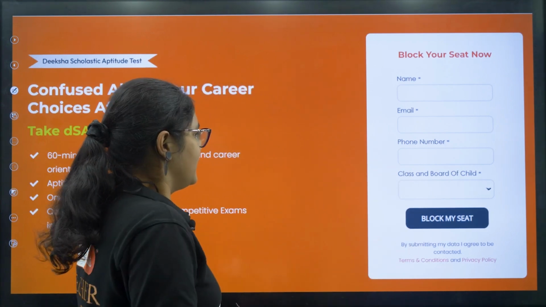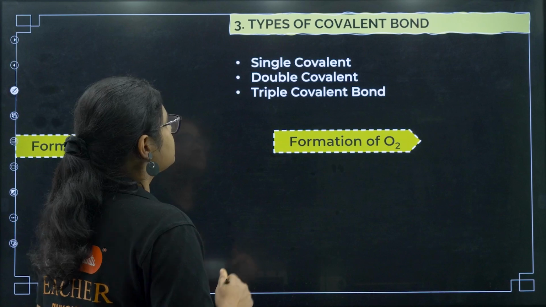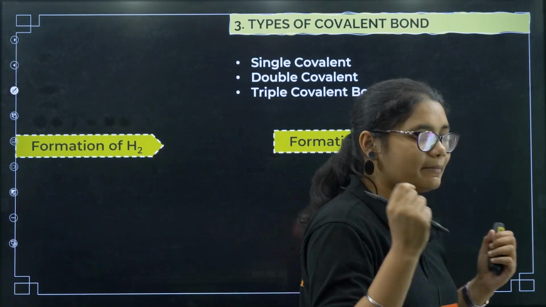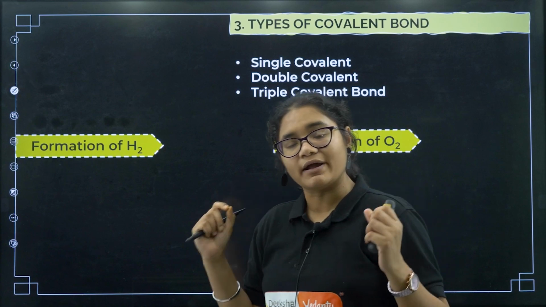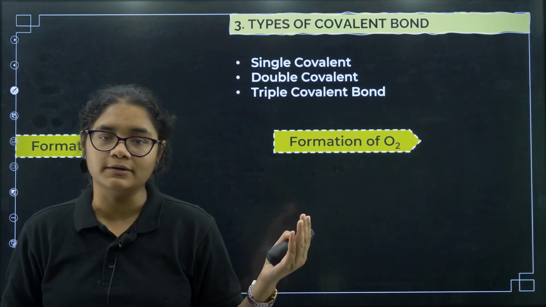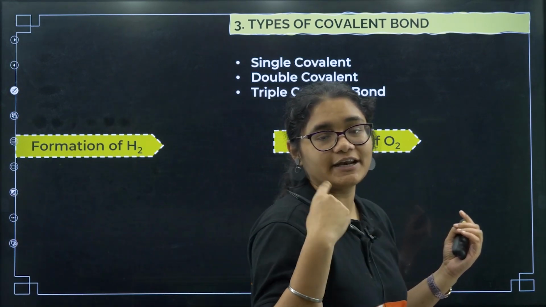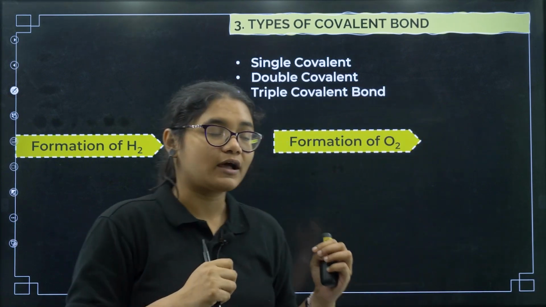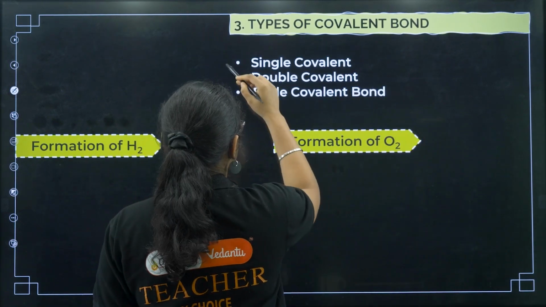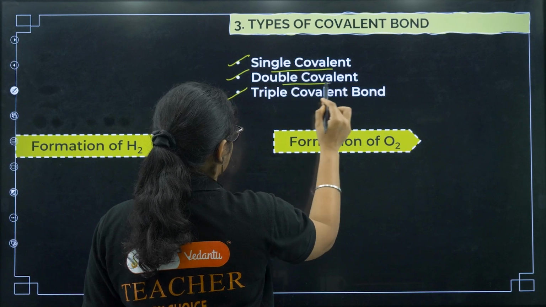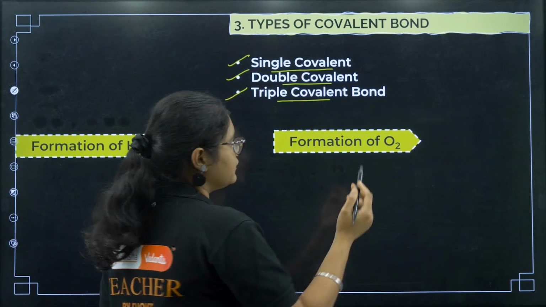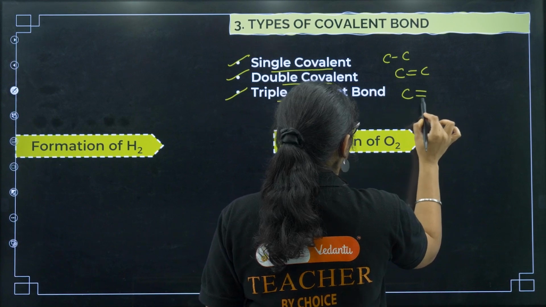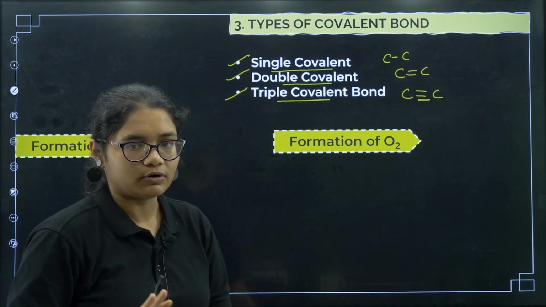Okay, let us continue with our lecture. So now covalent bond we understood. Covalent bond is by sharing of electrons. Now why can carbon form so many covalent bonds? Because of its catenation nature and because of its tetravalency, right? Now the covalent bonds are of three types: single covalent, double covalent and triple covalent. You can see single covalent, double covalent and triple covalent bonds are present.